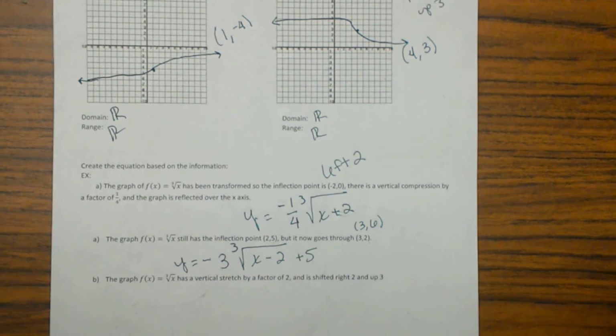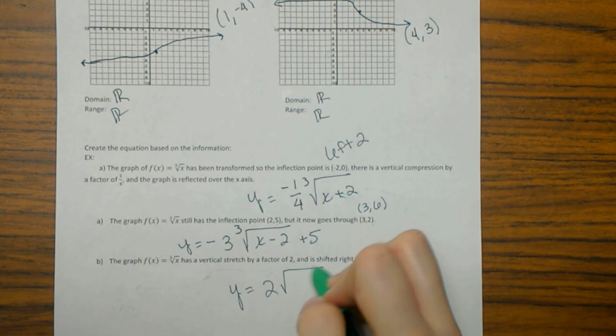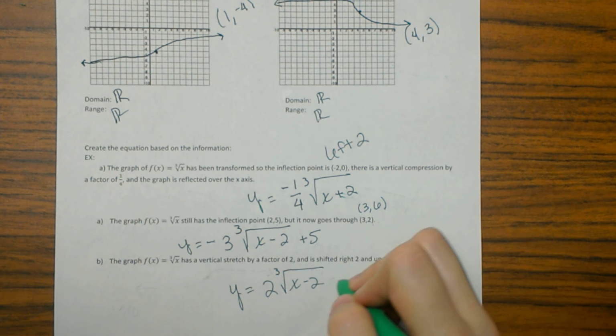And the last one is pretty straightforward. You had a vertical stretch of 2. You went right 2 and up 3.